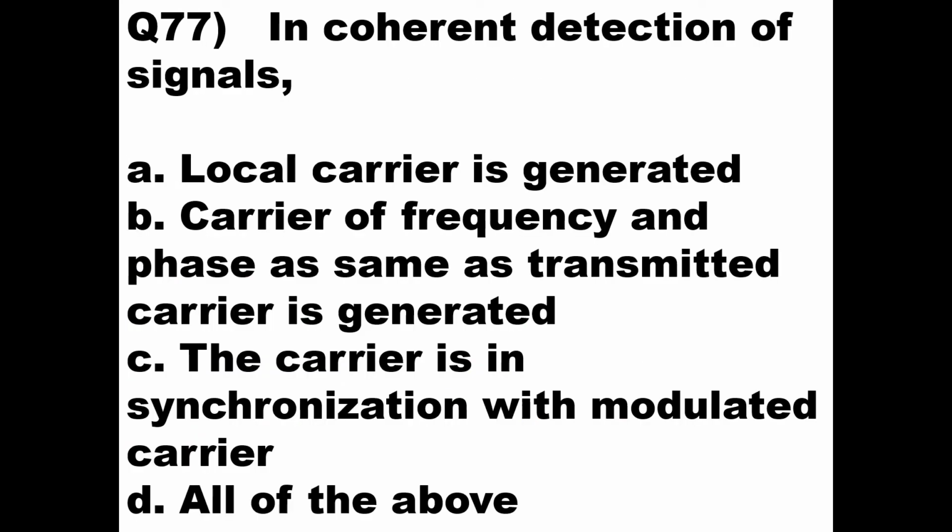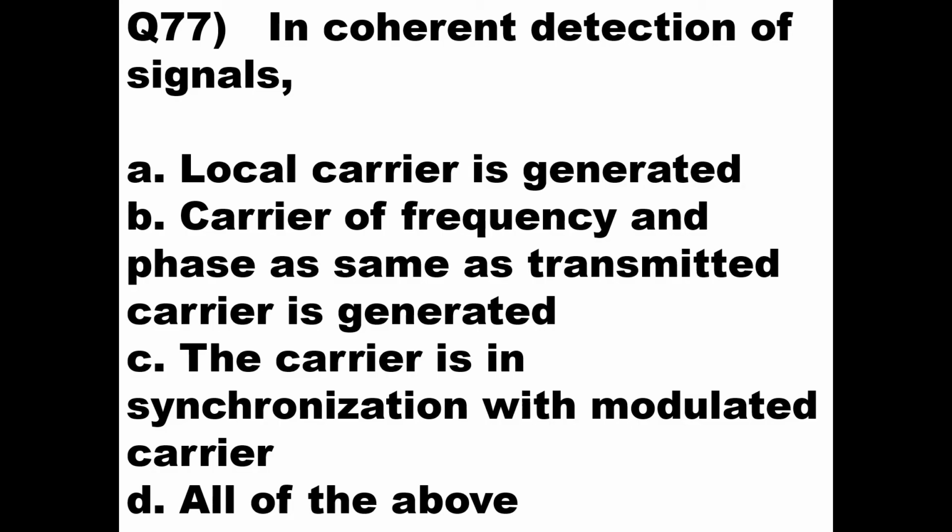Then we'll go to the next question, question number 77. In coherent detection of signals, coherent receivers, whether it is ASK or FSK, wherever you are using coherent detection, the local carrier is generated. It's very true, because you have to generate a local carrier. Then carrier of frequency and phase are same as the transmitted. Yes, it should match with the frequency and phase of the transmission carrier. The carrier is in synchronization with the modulated carrier. Yes, this locally generated carrier is synchronized with the modulated carrier.